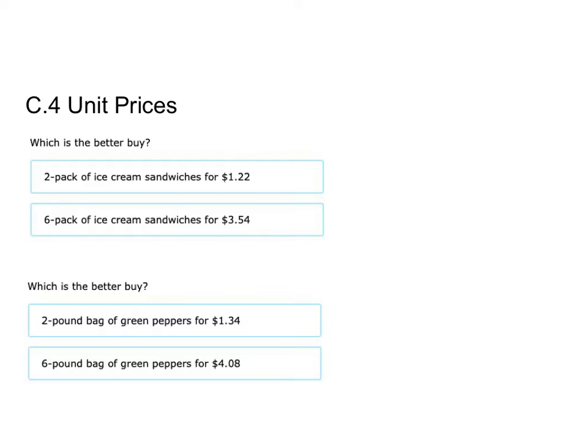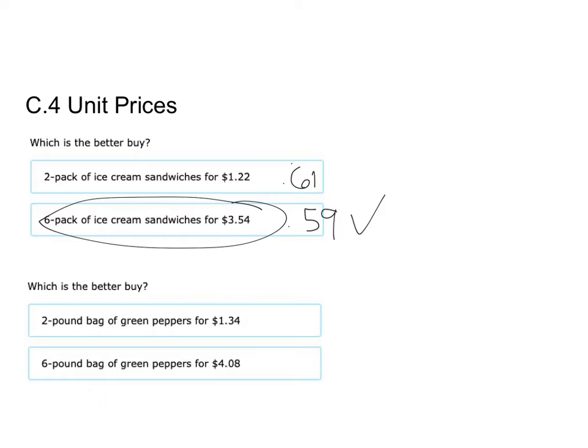One way you might see these problems get more difficult on C.4 is they'll ask you which one is the better buy. So for example, is it better to buy 2 ice cream sandwiches for $1.22, which gives us a cost of 61 cents per ice cream sandwich? Or is it better to buy a 6-pack for $3.54? So we take that $3.54 and divide it by 6, which gives us a cost of 59 cents. So in that situation, we see that the 6-pack is a better deal because it costs 59 cents instead of 61 cents.